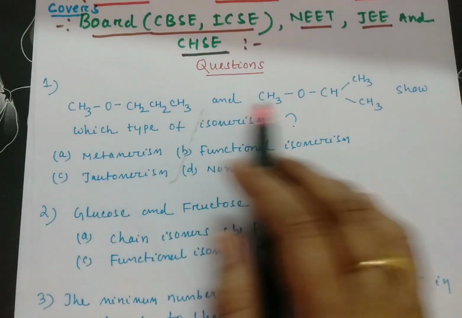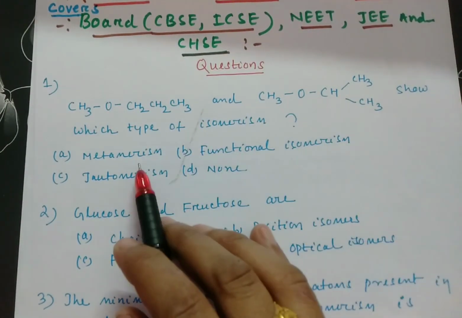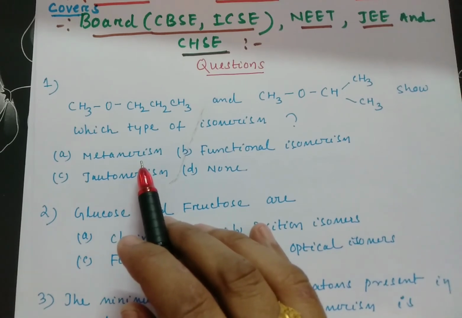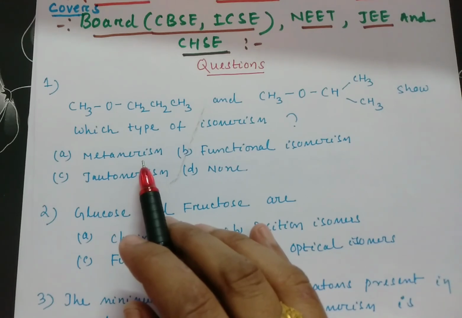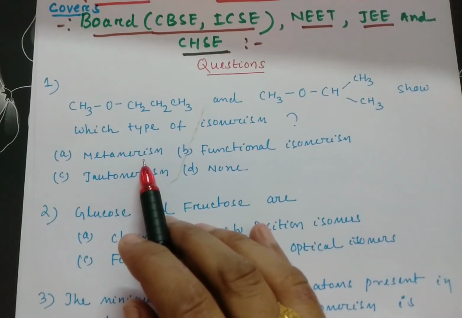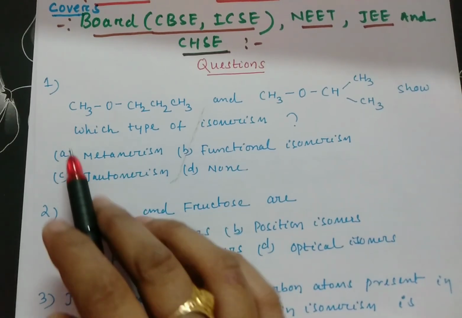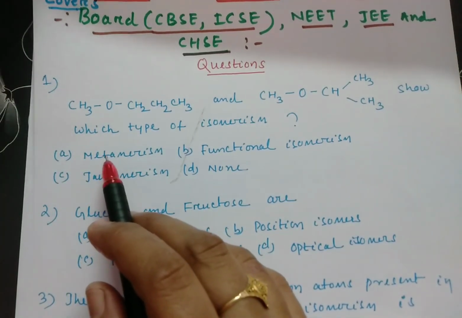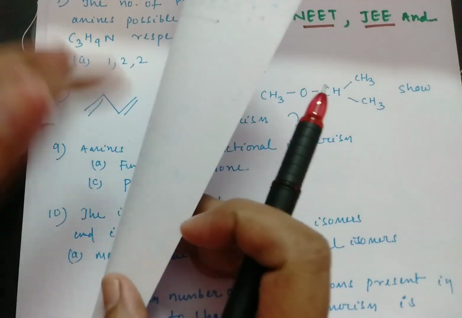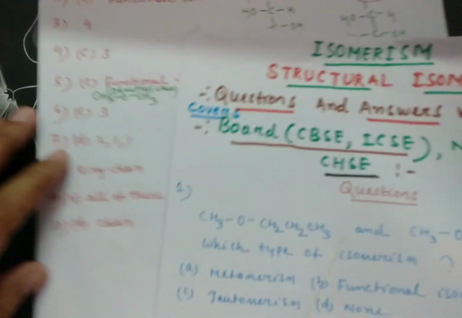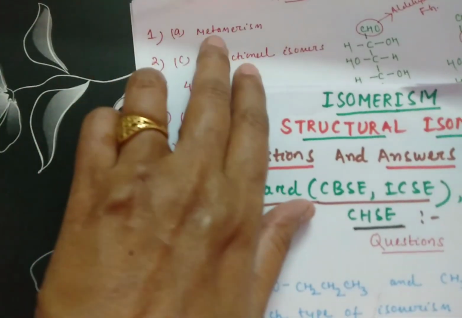So these two compounds are metamers of each other, because we know that according to metamerism, two compounds having the same molecular formula, but if they differ in their attachment of alkyl groups, then that is known as metamers or metamerism. Okay, so the first question answer is 1A, that is your metamerism. The answer is also given to you. This is your number 1A, metamerism.